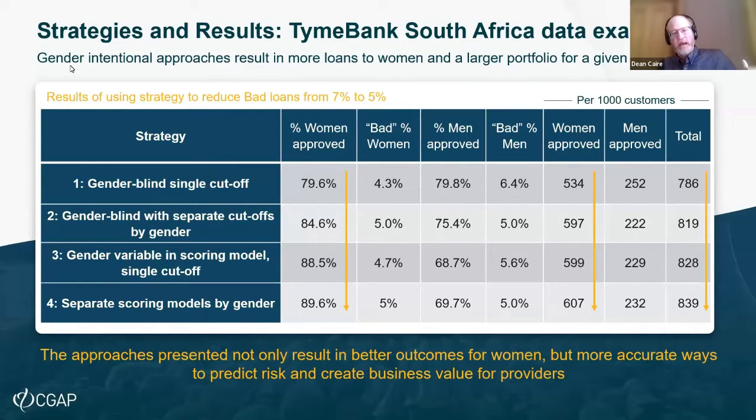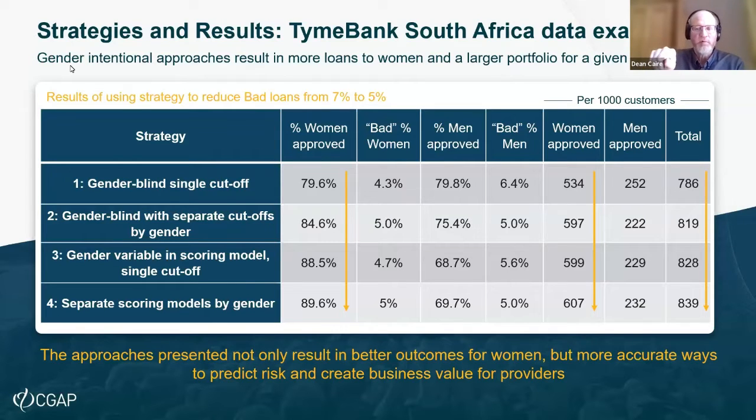What you'll notice is as we move through those 4 strategies, per 1,000 customers, we see the number of women approved increasing. So it goes from 534, where we actually have fewer women and their bad rate is below our risk appetite of 5%, to it going up using separate cutoffs, but there, without having the gender variable in the model, it's not as accurate at identifying the risk associated with gender, such that we get almost in a certain way identical results. 2 more women per 1,000 approved by having the variable in there with a single cutoff.